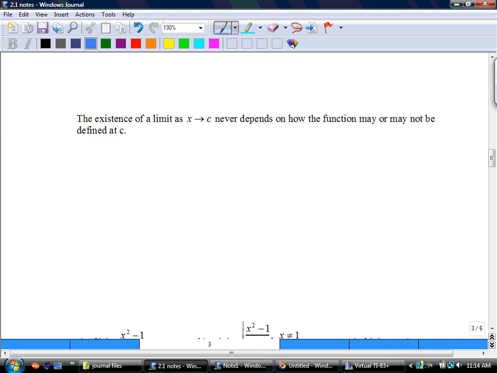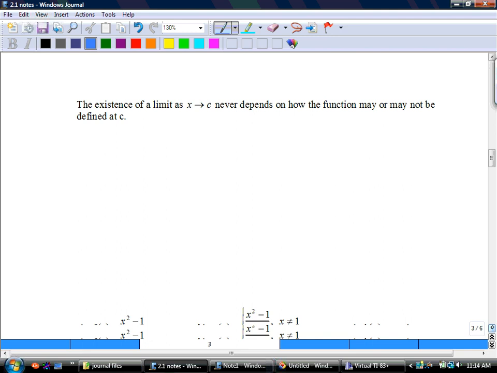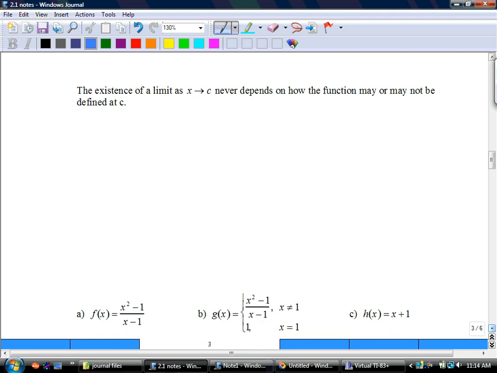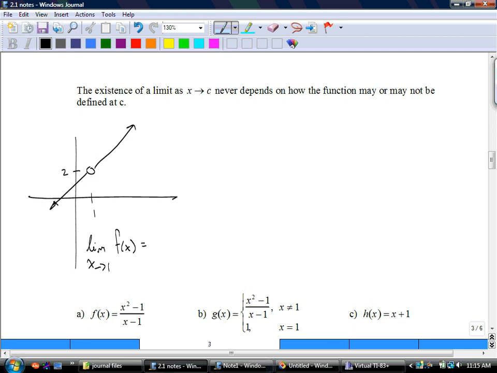Okay, so I'm going to draw three pictures here because I'm good at drawing these really fast. I'm not going to expect you to spit these out yet. It's a line with a weird spot on it. That's actually what that function looks like. You don't have to know why until later. So what we can say is the limit as x approaches 1 of that function takes on the value of 2.